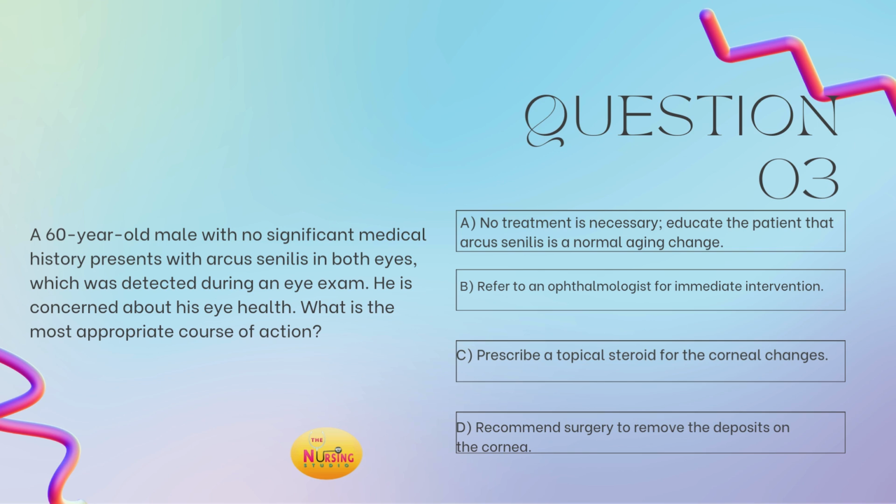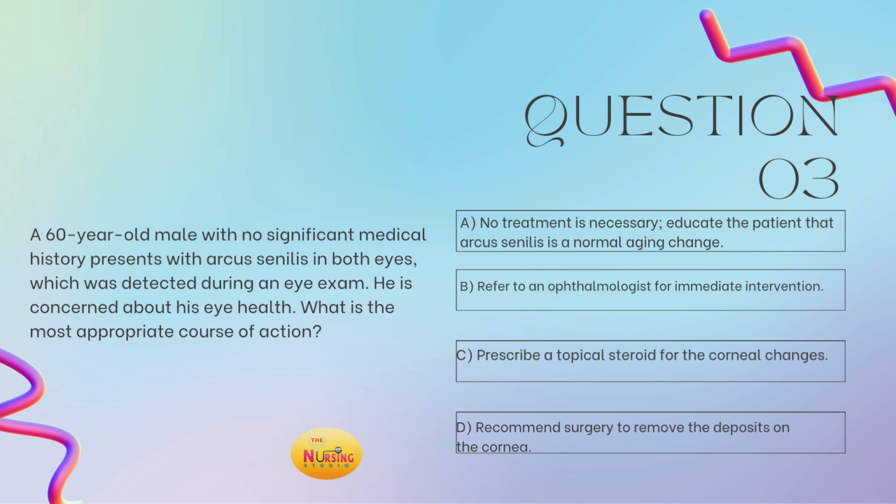All right, so the stem of the question here states, what is the most appropriate course of action? So what do we have going on? We have a 60-year-old male, no significant medical history, but he has arcus bilaterally, right? So what do we want to educate them on this? This is why I also tell y'all, when you're walking yourself through, pay attention to the age, the gender, the ethnicity, because this can contribute to how you treat, how you diagnose, etc., right? So here, this is a 60-year-old male. There's no treatment necessary because at 60 and older, arcus can be found as a normal finding due to aging, right?